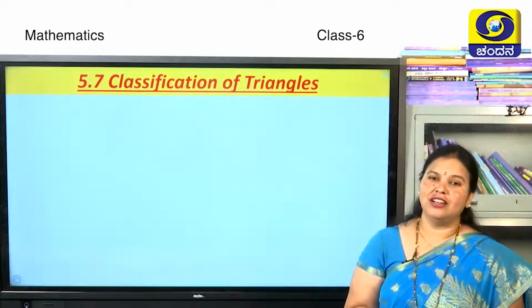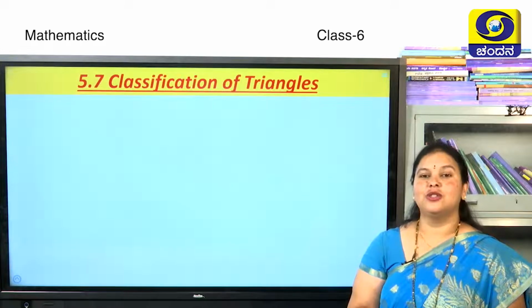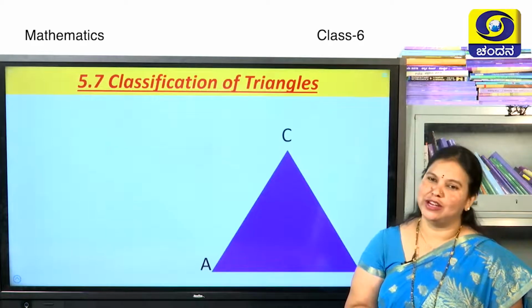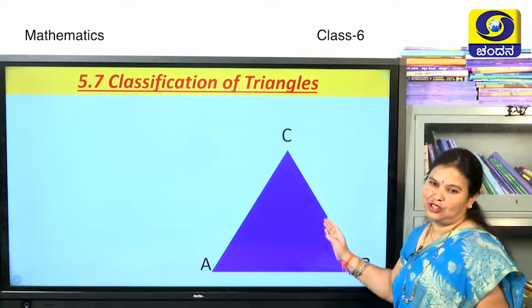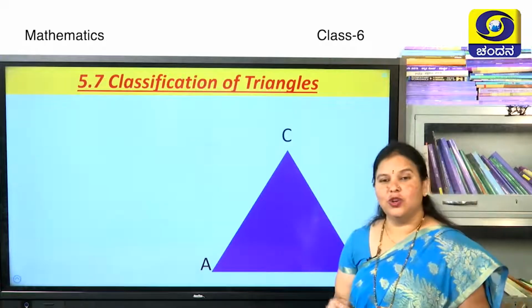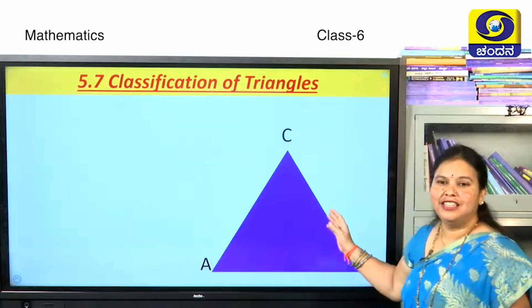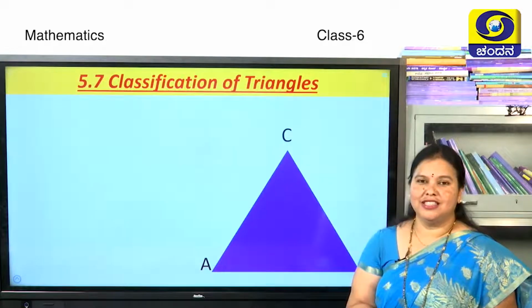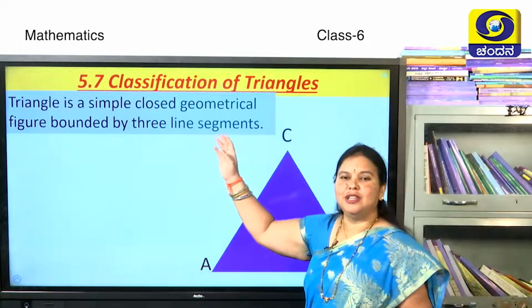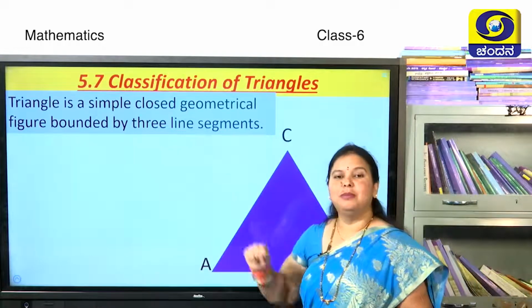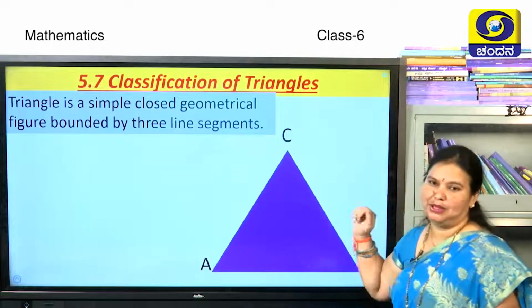Children, we already know some basic shapes. So triangle is also one among that, isn't it? See, this is the picture of a triangle. Is it a closed or open figure? Yes, it is a closed figure. Now we'll see the definition of triangle. So a triangle is a simple closed geometrical figure bounded by three line segments.